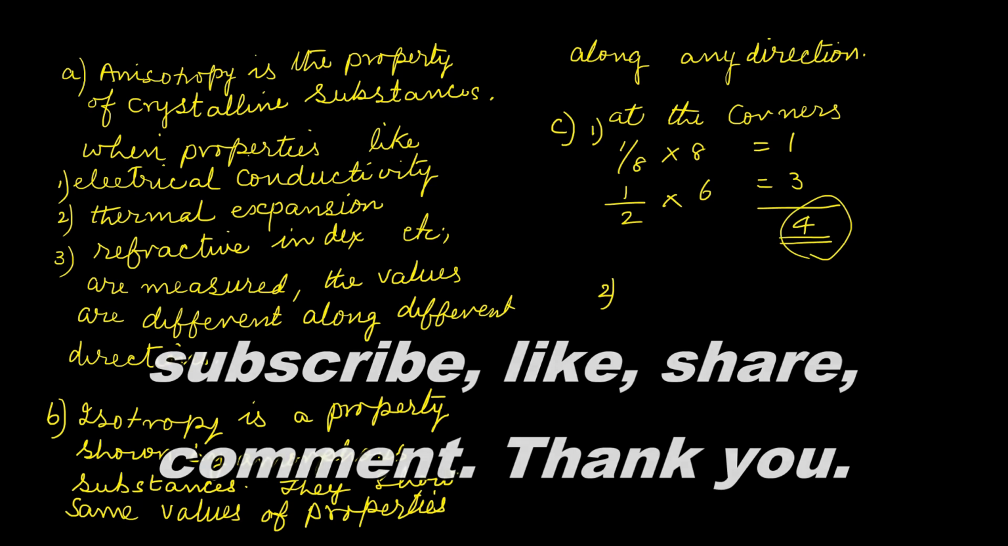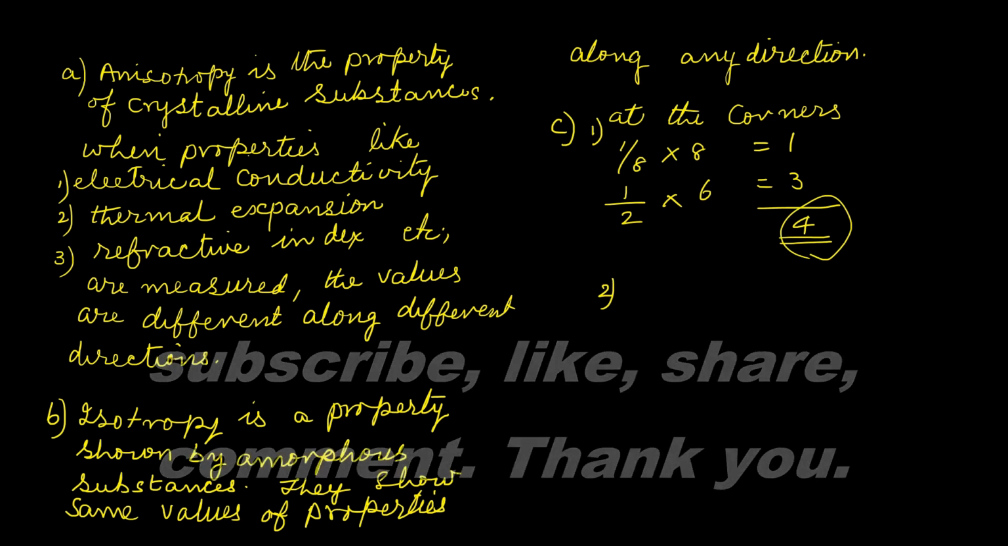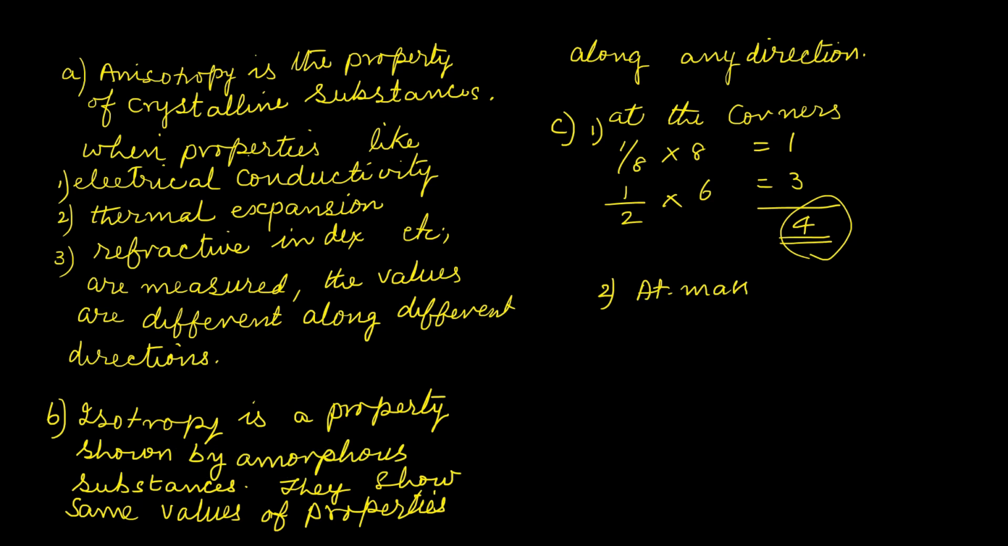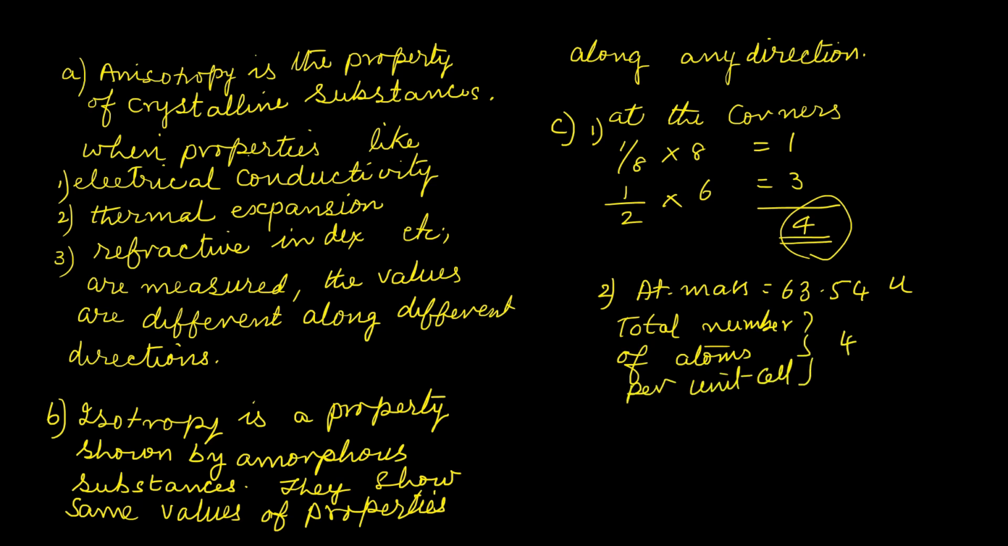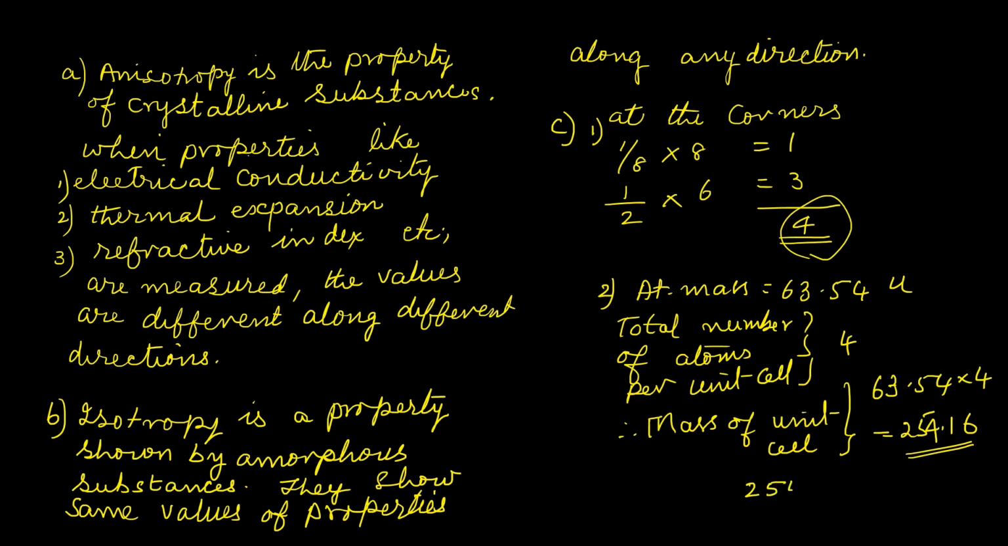Second section. Calculate the mass of the unit cell. Atomic mass is equal to 63.54 U. Total number of particles per unit cell is equal to 4. Mass of the unit cell will be equal to 63.54 into 4 equal to 254.16 U. This is the answer for section 2 under C.